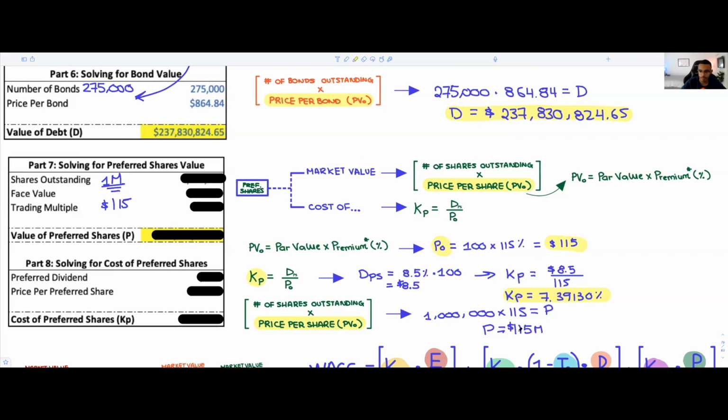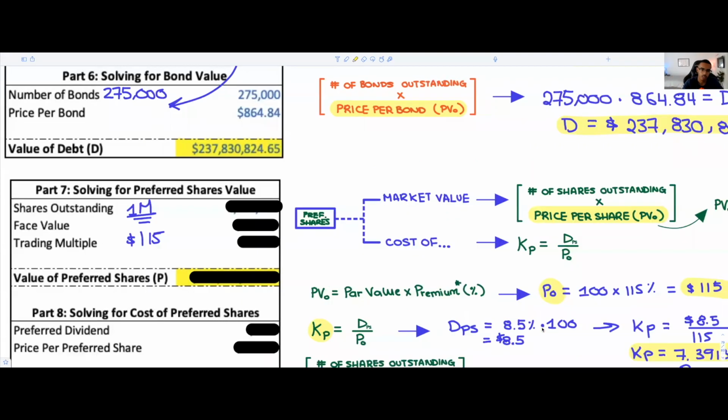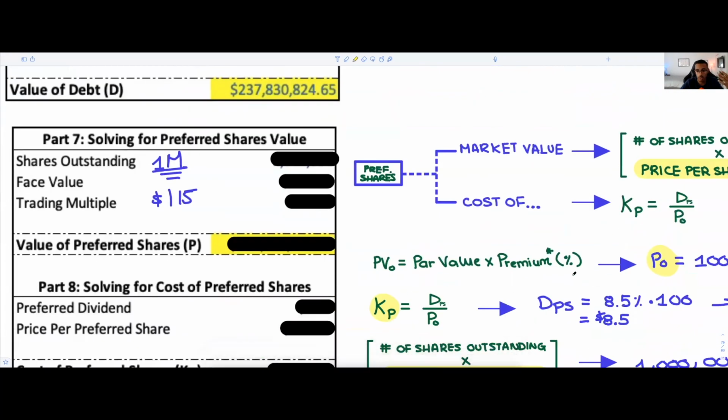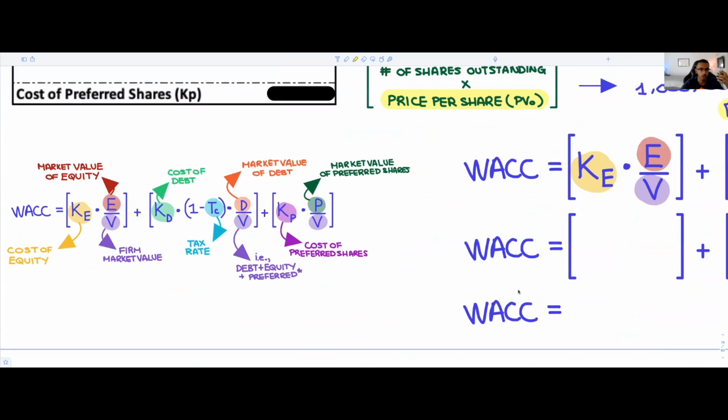So that's awesome. So now we have every single thing we need to solve for our value of the firm. We have our market value of equity, our market value of debt, and our market value of preferred shares. So we could go ahead and zoom in and go to the bottom of the page. We could go ahead and solve for V.